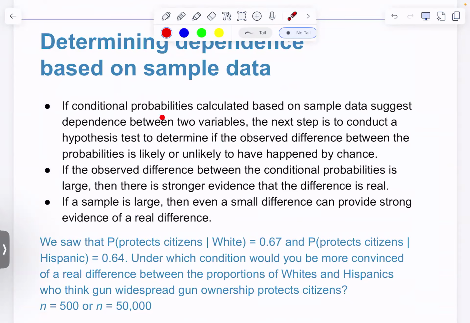If you suspect that they're dependent, then the next step is to conduct a hypothesis test. We haven't seen hypothesis tests, but you'll be sick of them by the end of the term. So we're getting there. It's my favorite part of the course. Luckily, it's the whole second half of the course, so that's lucky for me. And then we'll be able to do a formal hypothesis test in order to determine if they are dependent or not.